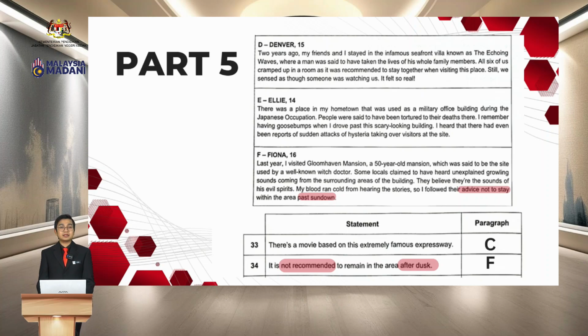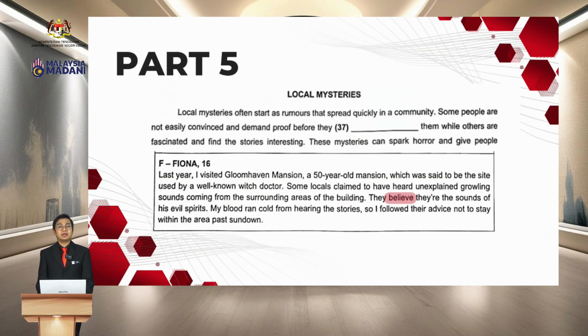Now let's move on to the second part of part 5, whereby we need to fill in the blanks with words from the text. The text given here: a local mystery often starts as a rumor that spreads quickly in a community. Some people are not easily convinced and demand proof before them, while others are fascinated and find the stories interesting. What we can do here is guess the meaning. For example, some people are not really convinced and demand proof before they can trust it.